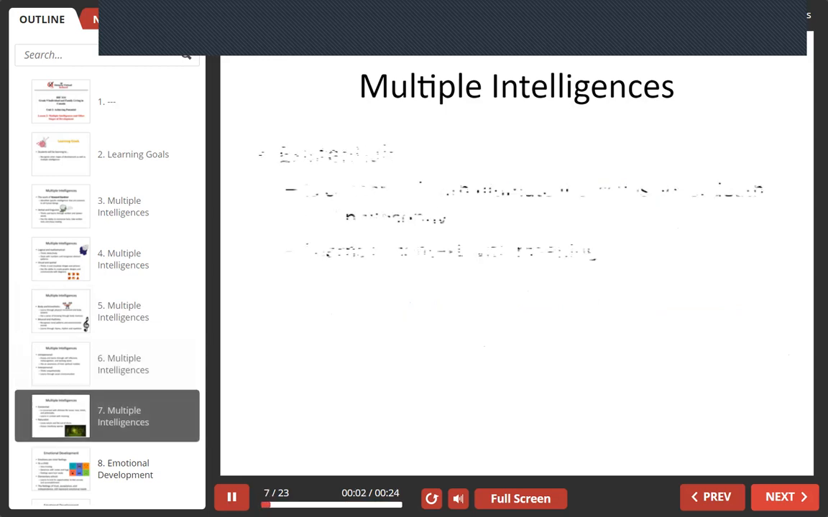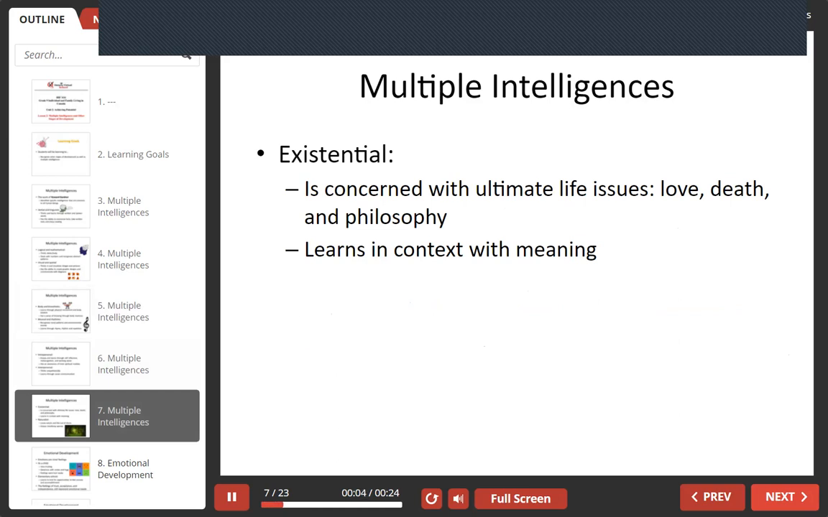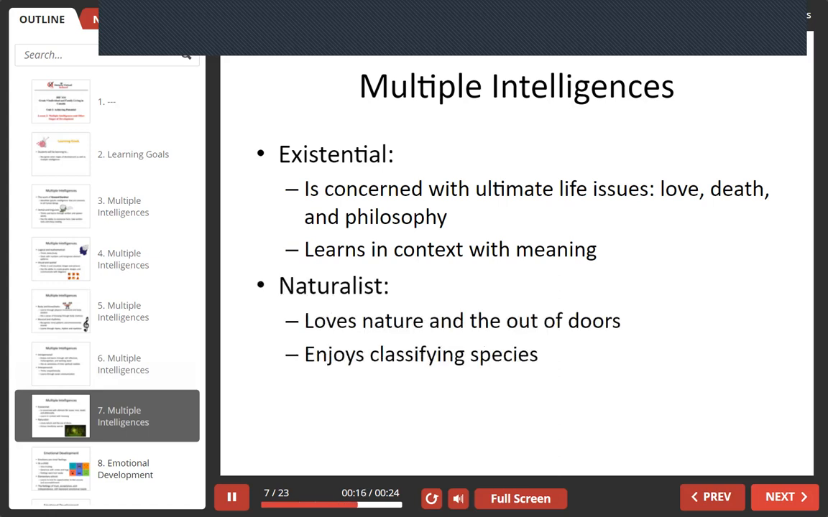Those with existential intelligences are concerned with the ultimate life issues, such as love, death, philosophy, and they also learn in context with meaning. They look for meaning in everything. And naturalists develop nature skills and they love the outdoors. They also enjoy classifying species.